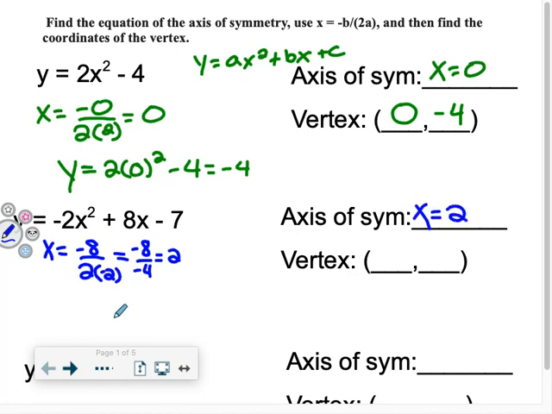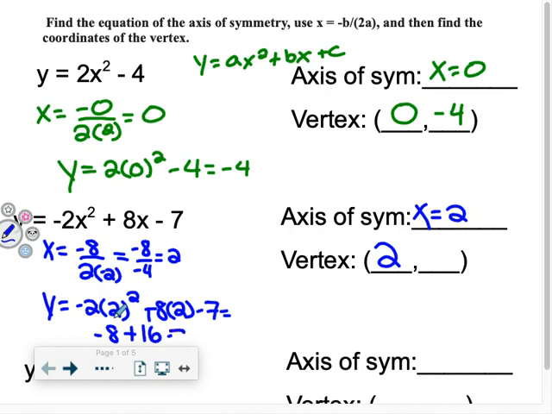Now we're going to plug positive 2 back in to find our vertex. So 2 squared is 4. 4 times negative 2 is negative 8. 8 times 2 is 16 minus 7. So we have really 16 minus 15, which would give us a positive 1.